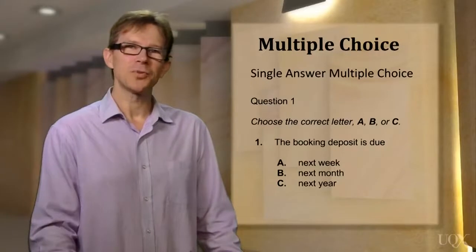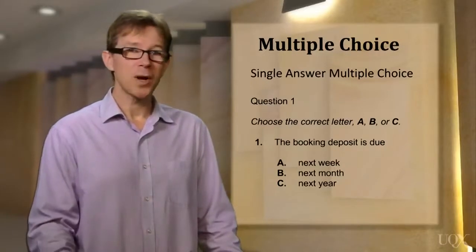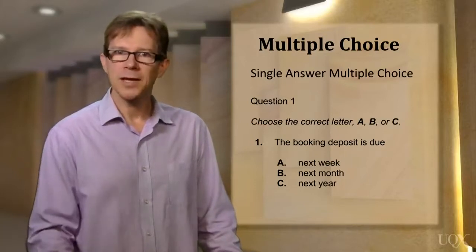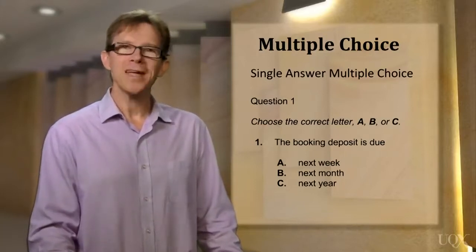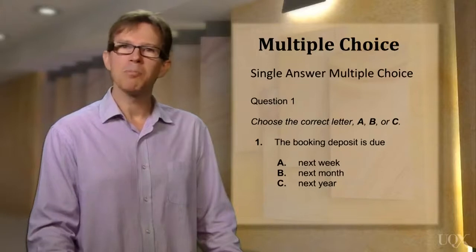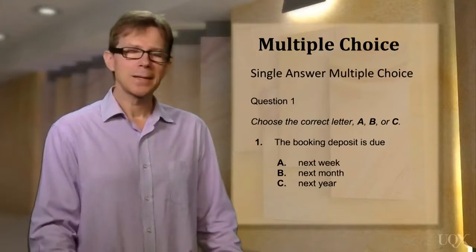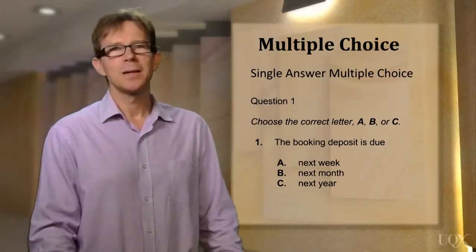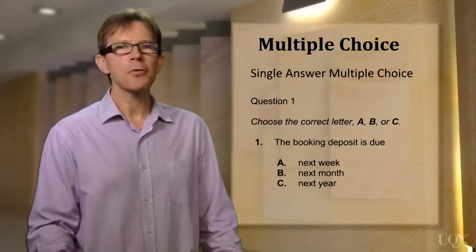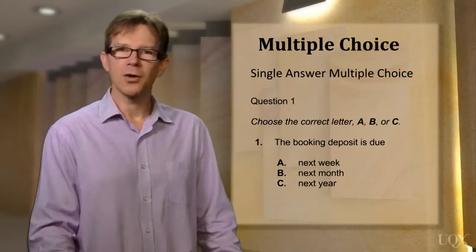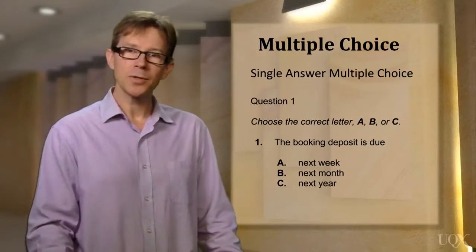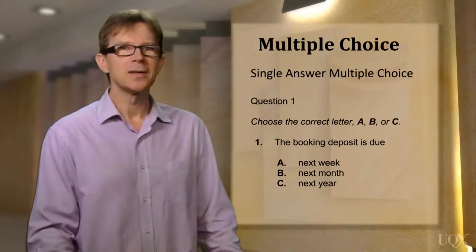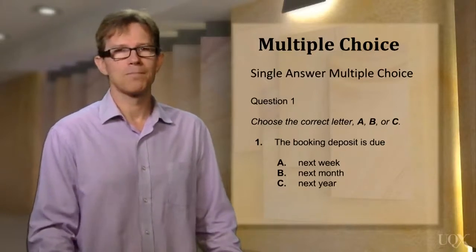This is what a multiple choice question looks like. As you can see, there's a question or an unfinished sentence followed by 3 possible answers, A, B or C. Now, only one of these answers is correct. The possible answers may be a paraphrase of what is said in the conversation. In other words, it's the same thing said in a different way.